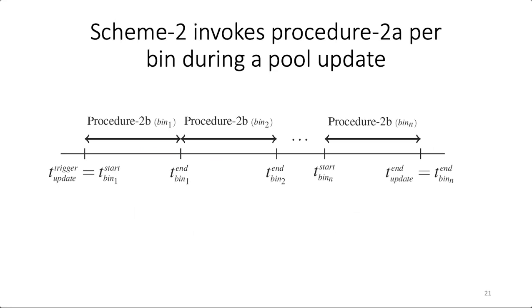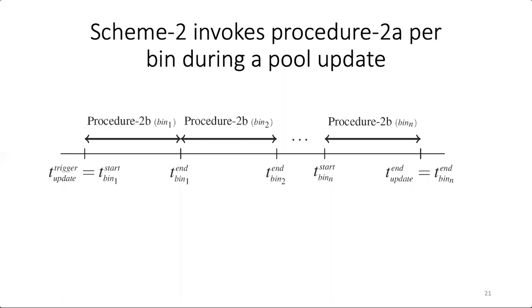Scheme 2 invokes procedure 2A per bin during a pull update. This means that upon each bin update, we will configure the FIB of SYN1 to learn only packets forwarded by the currently updated bin. This is enough to ensure PCC, because we will catch all the signatures of connections which are in danger of breaking. If a bin finishes updating, then all of its mappings are safe and will not break.